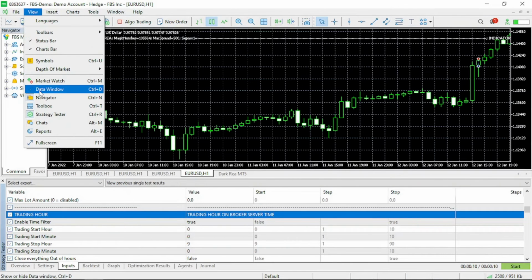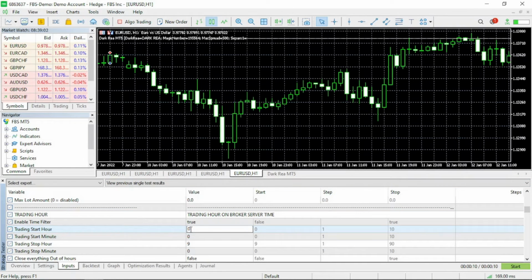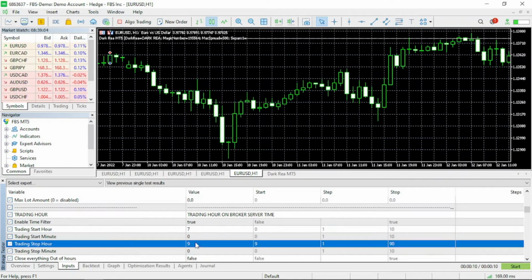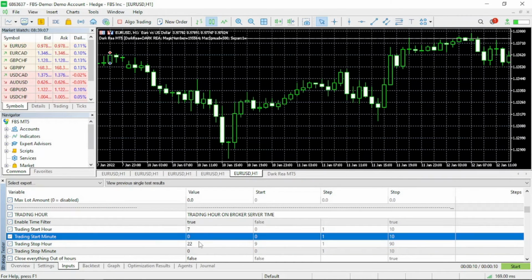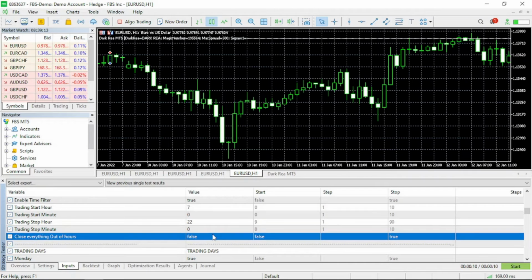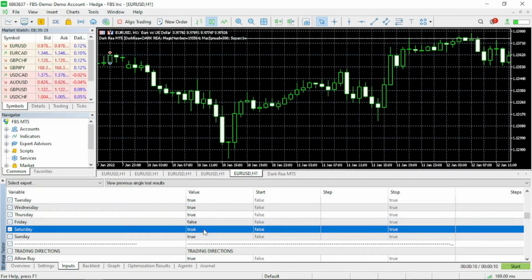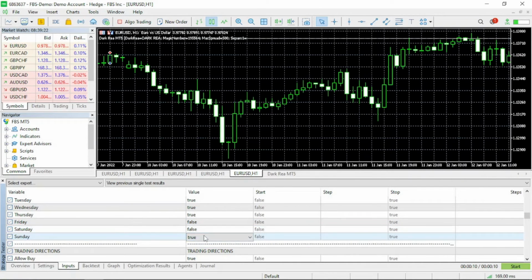To see your broker server time, simply open the Market Watch window. Now that we have our accurate broker server time, I'm going to adjust the EA to only trade during volatile times in the market, preferably from London session until end of New York. So I'm going to start the EA just before London session until 2 hours before close of market. I'm going to leave it as false for close everything, and for trading days I'm going to change Friday, Saturday and Sunday to false.